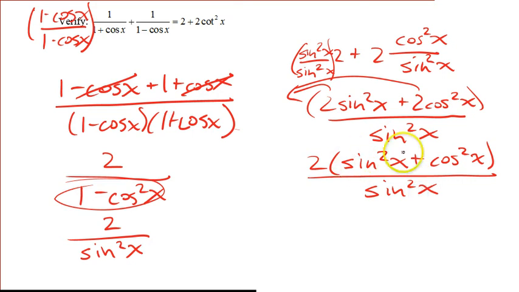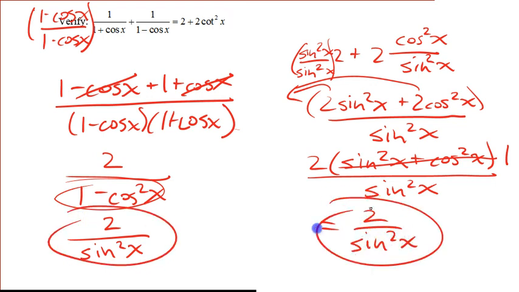Aha! Sine squared x plus cosine squared x, that is our good friend number 1. Our right side is just equal to 2 over sine squared x. And look at that. We're done. QED. Thanks for listening.